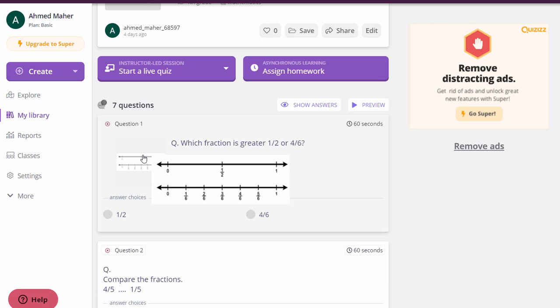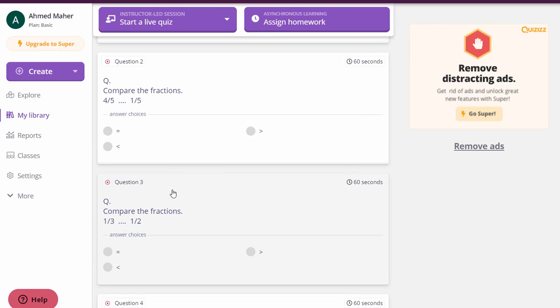If we use the number line, okay, on the number line, 4/6 is greater because it is to the right of 1/2. So it's greater. The number to the right is greater. Thank you, my hero. And let's move to the next question.